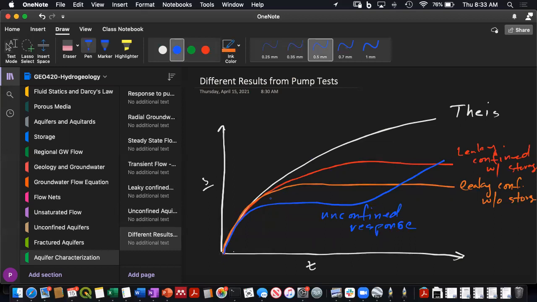What we won't get is a good estimate of the storage properties of an unconfined aquifer because we're not taking into account the gravity drainage. If we only fit this early time Theis, we're only thinking about the compression and expansion of the water.